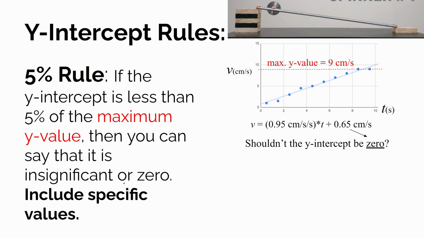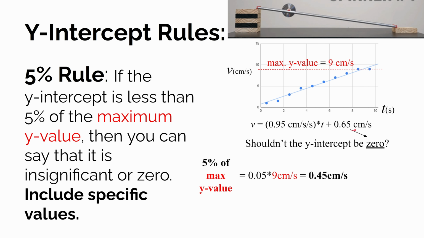But if you do this in a lab report, you have to make sure that you include specific values to show that it is less than 5%. So let's do that for this sample data set. What is 5% of the maximum y value? Well, their maximum y value is 9 centimeters for each second. So to find 5% of that, we multiply it by 0.05. That turns out to be 0.45 centimeters per second. That's 5% of the biggest y value.